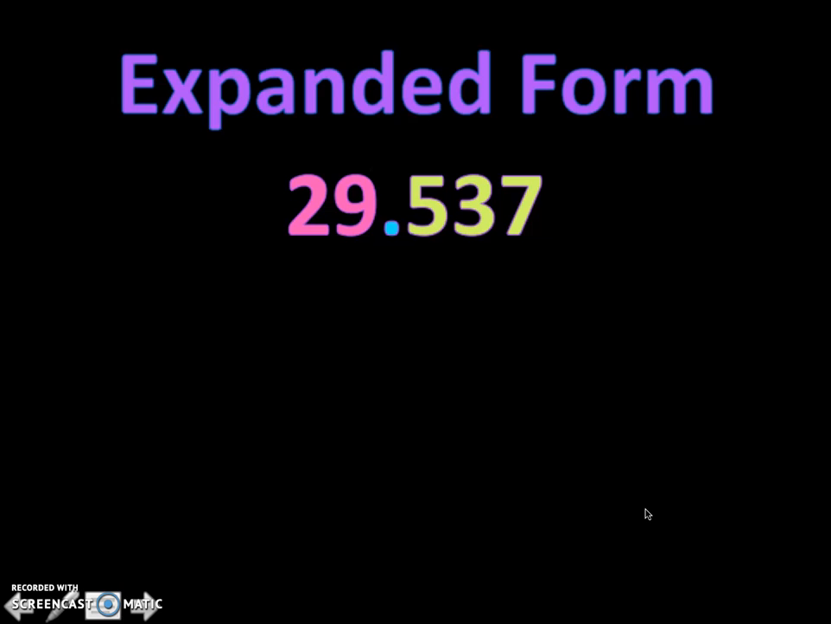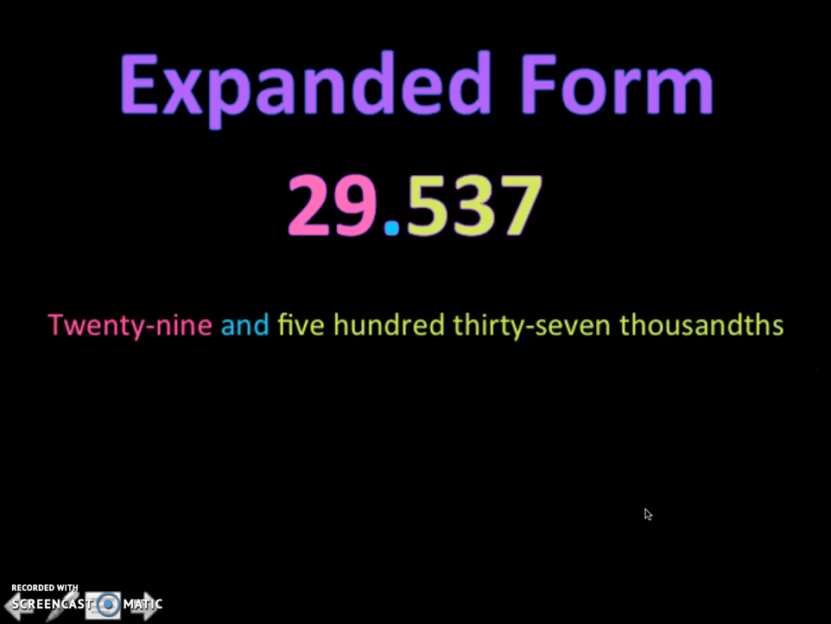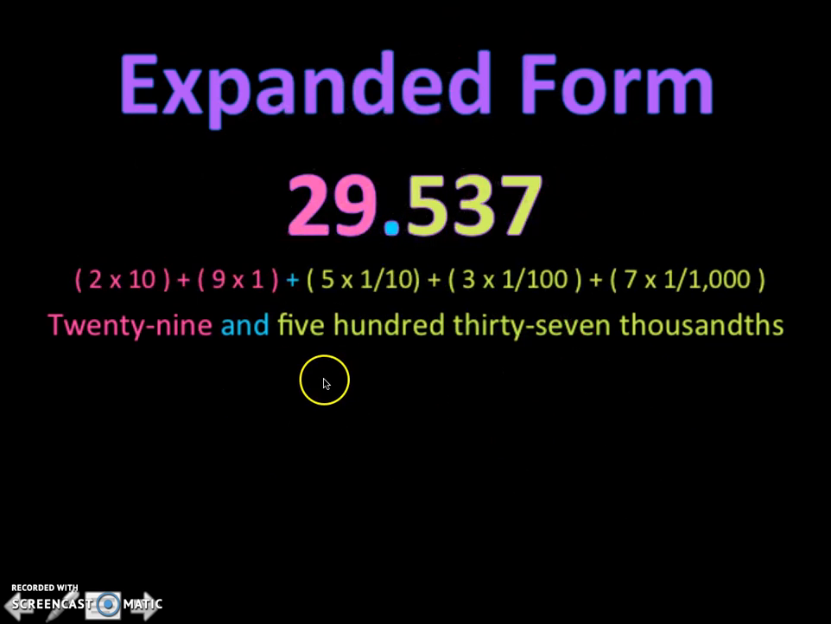When we're in 5th grade, expanded form focuses now on the value of the units. So we switch it to a different form. Expanded form for this number can be helpful when writing the word form. 29 and 537 thousandths. When you write the expanded form, you have 2 times 10 plus 9 times 1 plus, after the decimal place, you switch to fractions. 5 times 1/10 plus 3 times 1/100 plus 7 times 1/1,000.